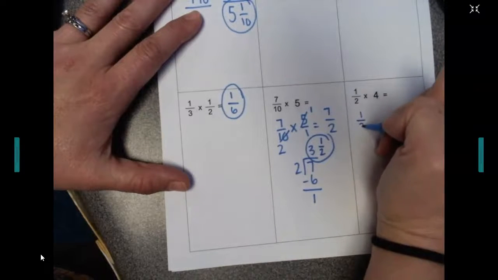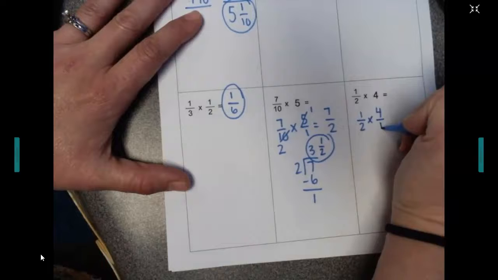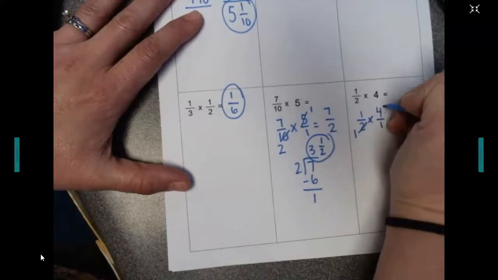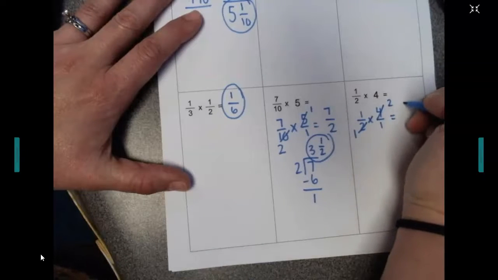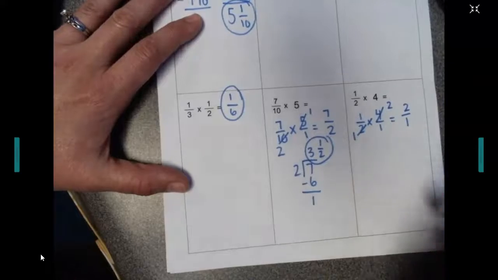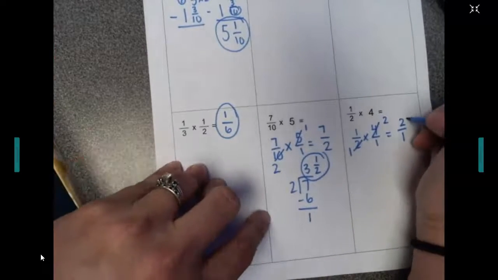We have 1/2 times 4 over 1. 2 goes into 2 once. 2 goes into 4 twice. So 2 over 1. Anytime we have a number over 1, that's a whole number answer.